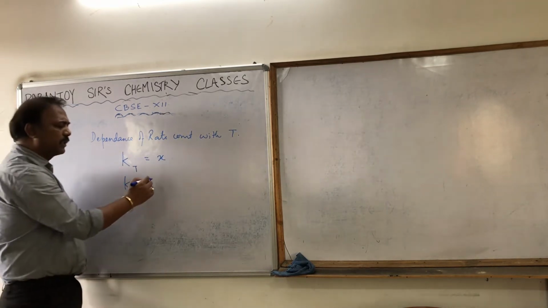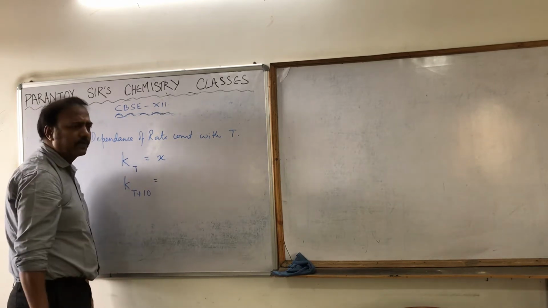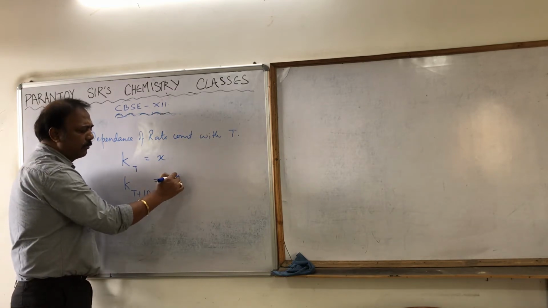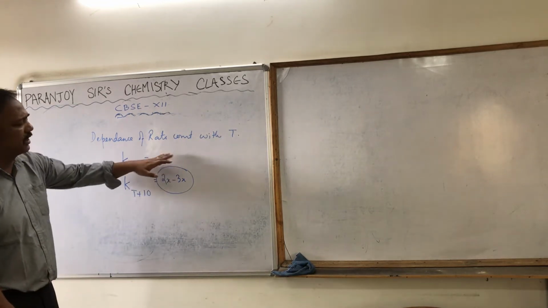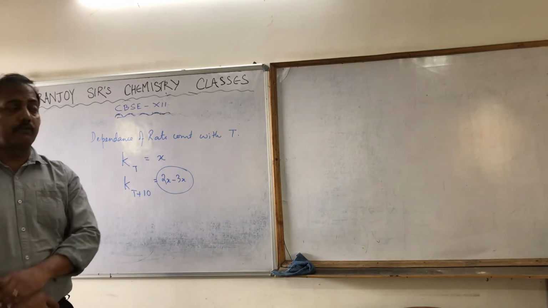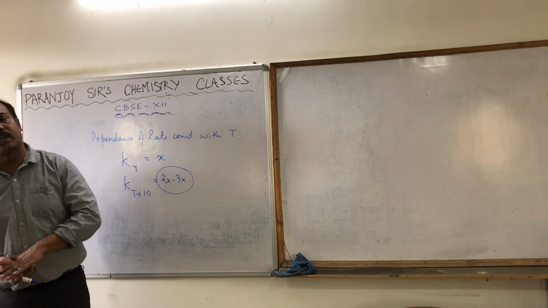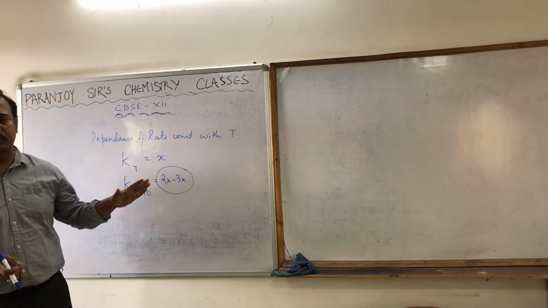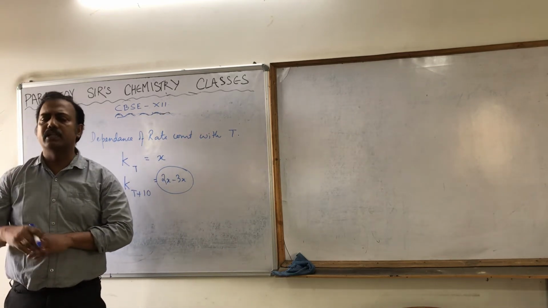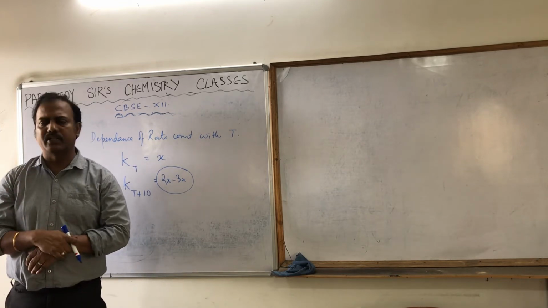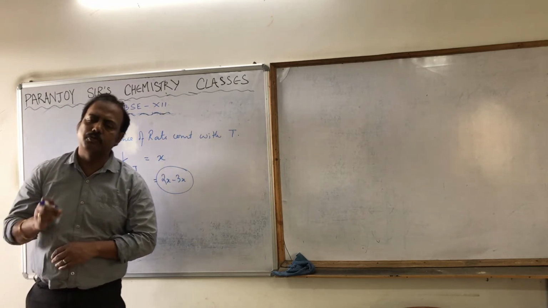What is found is that this value is falling between 2x to 3x. It means it is in between 2 times and 3 times the initial value. Why, I will come to that. First you must understand what it actually is. So what is seen is that if the temperature is increased by 10 Kelvin or 10 degrees Celsius, the rate constant of the reaction is increased by 2 to 3 times.